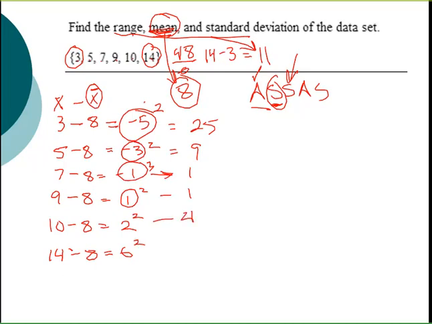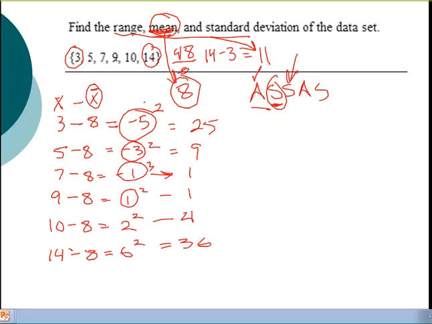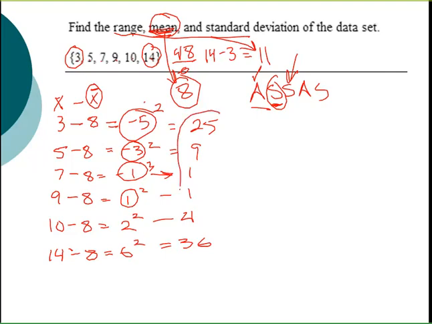And finally square that, and you get 36. Okay. So now we do the next A. Now the next A stands for average. So in other words, I'm going to take and average these numbers here. And they are always positive at this step.